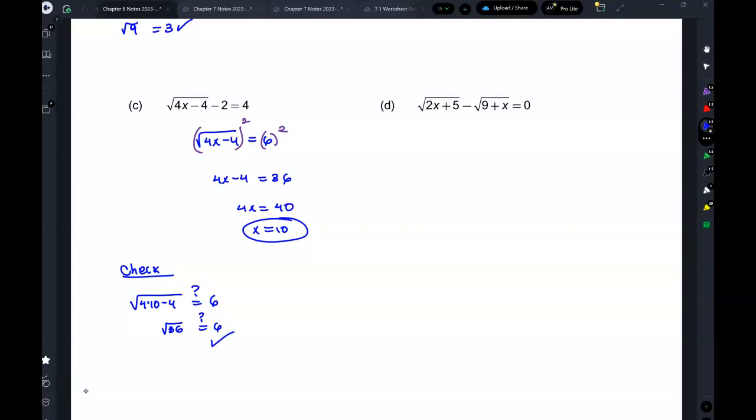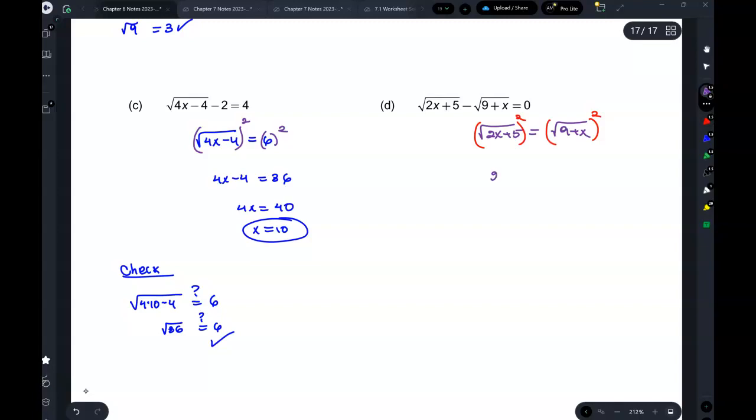Okay. Remember, everything that is inside a root, like they're in jail, right? And this negative is outside of jail, and you can't associate with people that are in. Okay, so we're gonna add, because it's minus square root of 9 plus x, we're gonna add it to the other side. So 2x plus 5 in a root is equal to this. Square, square. Okay, so 2x plus 5 equals 9 plus x. Minus x from both sides. X plus 5 equal to 9. X is equal to 4.